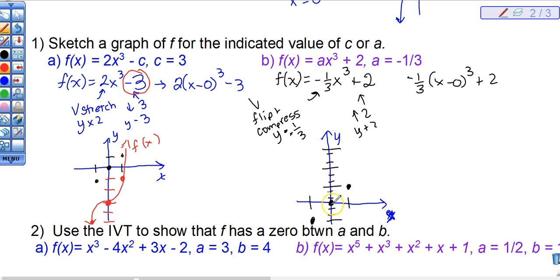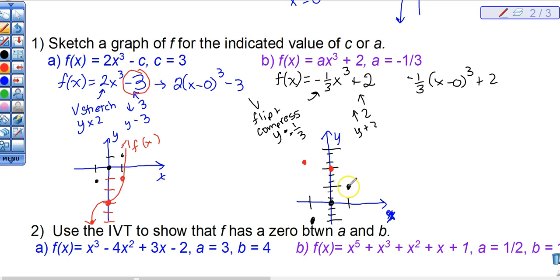So we're going to take our 0, multiply it by negative 1/3, which is still 0, and then up 2. So there's that one. Let's take this negative 1. Negative 1 times negative 1/3, positive 1/3. 1/3 plus 2 is 2 and 1/3. Okay, so there's that point. Look, it's definitely closer. It's up 1/3 and left. So that means we're going down 1/3 and right. You know that's what that means, right?